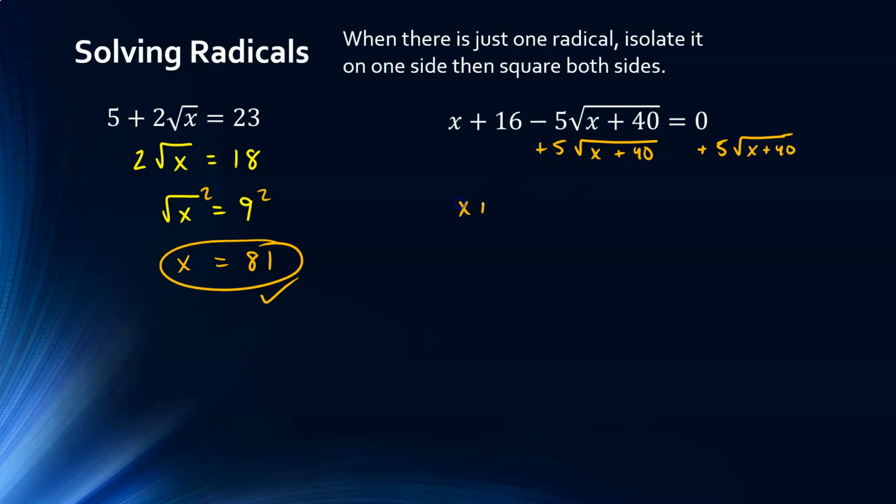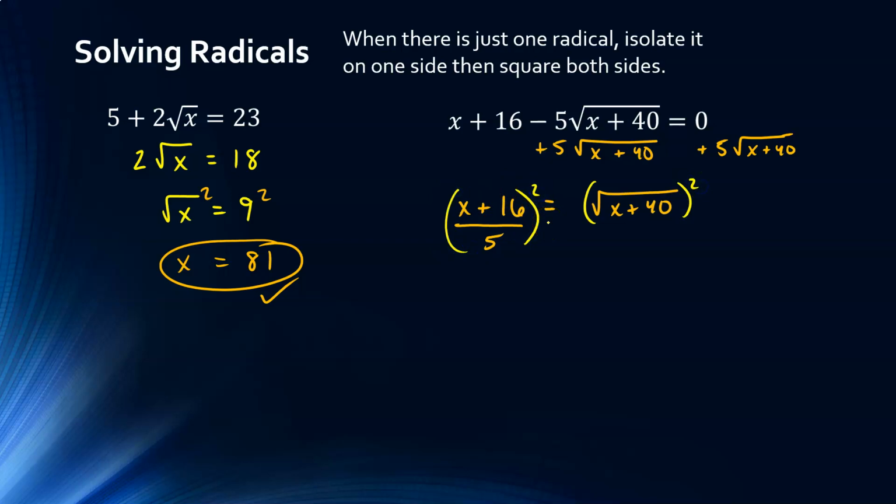So when we do that, on the left we'll have x plus 16. On the right, I'm going to have 5 times the square root of x plus 40. So again, we want to isolate the radicals, so I'm going to divide both sides by 5. So I'd have x plus 16 divided by 5 on the left, and on the right now that 5 would be gone. Okay, you ready for this? I hope so. Well, we're going to square both sides.